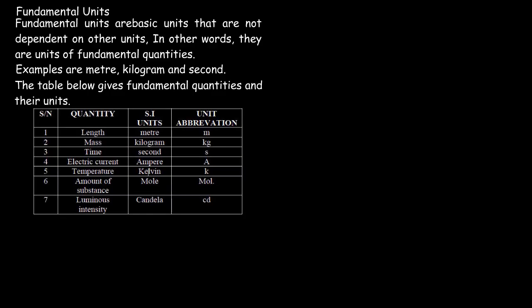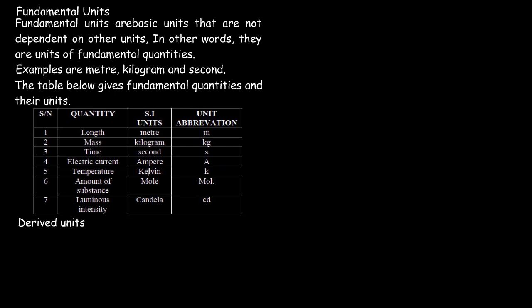Now the first quantity we have is length and the unit is meter. The next is mass and the unit is kilogram. We have time, the unit is second. Electric current, the unit is ampere. Temperature, the unit is Kelvin. Amount of substance, the unit is mole. And luminous intensity, and the unit is candela. If you observe properly, the units given here are SI units, which we will be discussing later on.